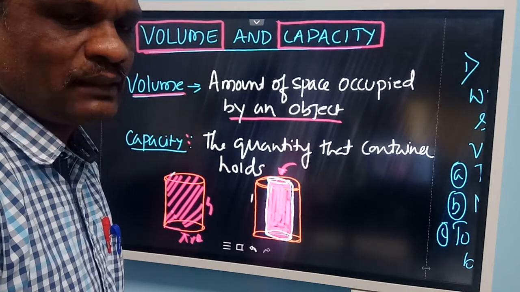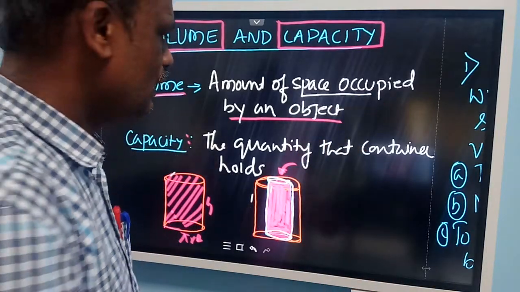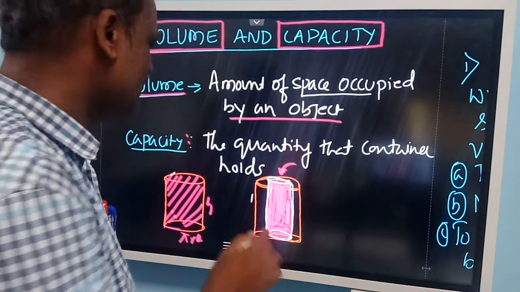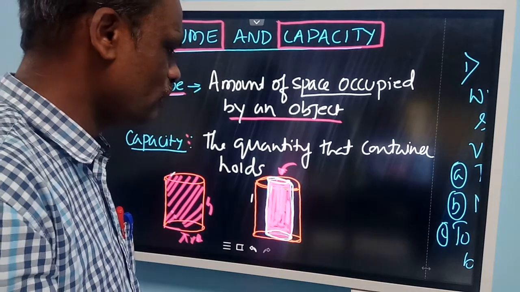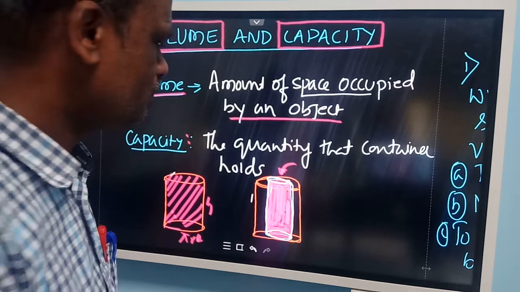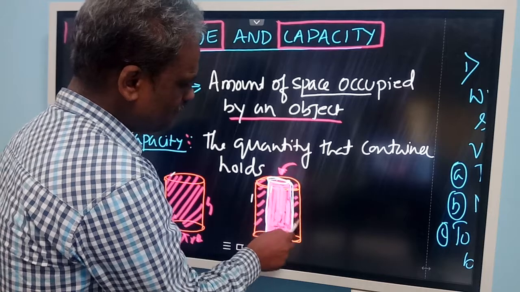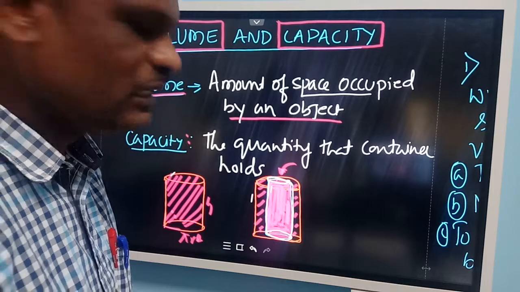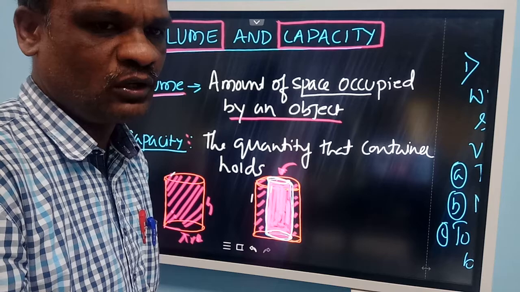So the difference between capacity and volume: the space occupied by an object is its volume, and the quantity that the container can hold, how much it holds, that is its capacity. Sometimes capacity is less than the volume. Understand? Due to the thickness of the metal we use to make the container, it can hold a very small quantity of liquid, milk or water. Therefore its capacity is usually less than the volume.